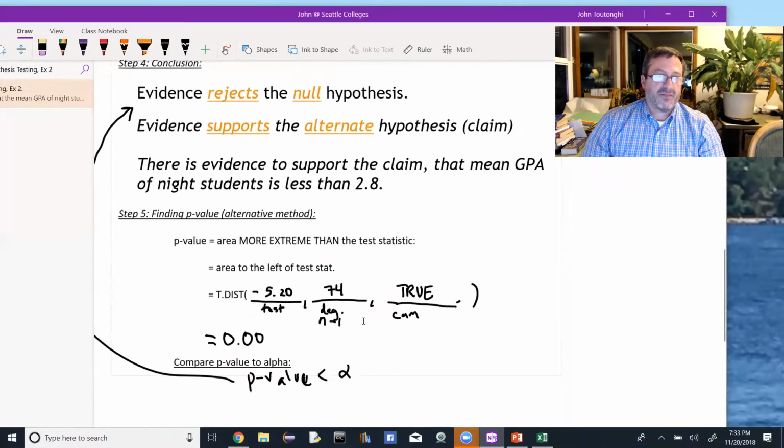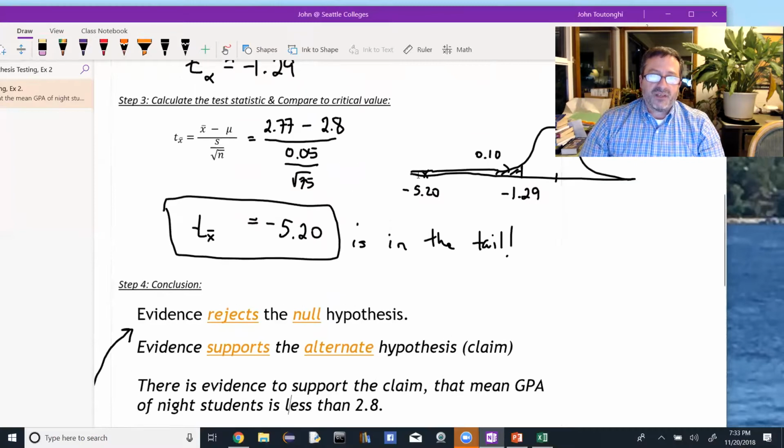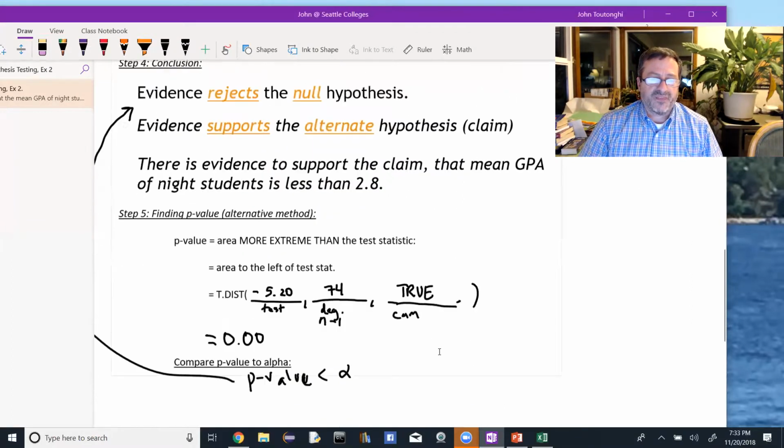Finally, the alternate method of finding the p-value. We're finding the area more extreme than this test statistic. When I say more extreme, I mean in the tail, or if there are two tails, it would be the area on both sides more extreme than the test statistic. In this case, the area was essentially 0, and the conclusion is the same.